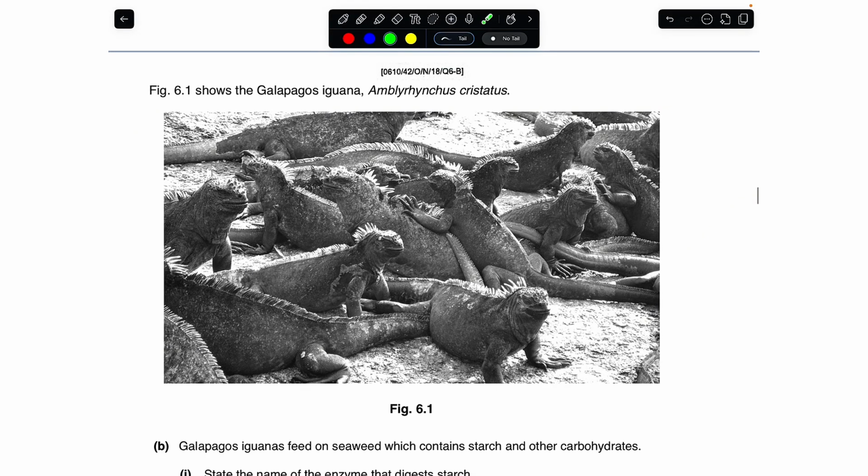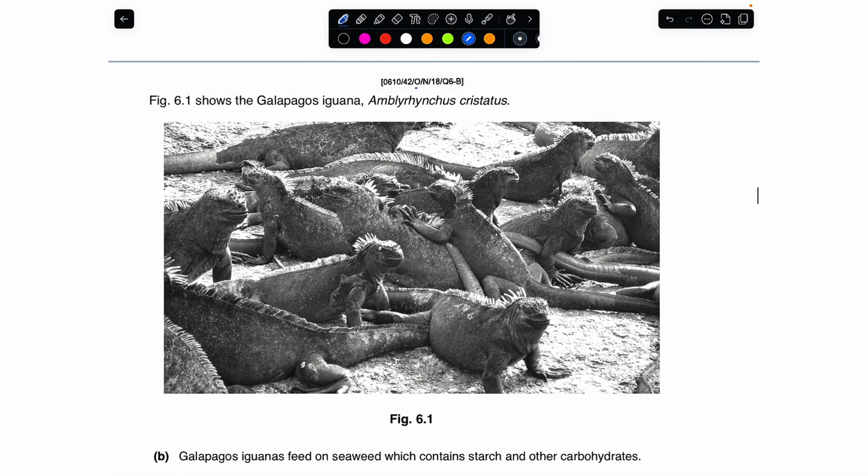Coming here to October November of 2018, the theory paper variant was 4.2. For your exam, this was question number 6B. The context of this question is to get an understanding of how good you are with the enzymes related to the digestion of biological molecules. They say that in figure 6.1, we show you the Galapagos iguana. They give you the name of its genus and species, which we need not bother much about.